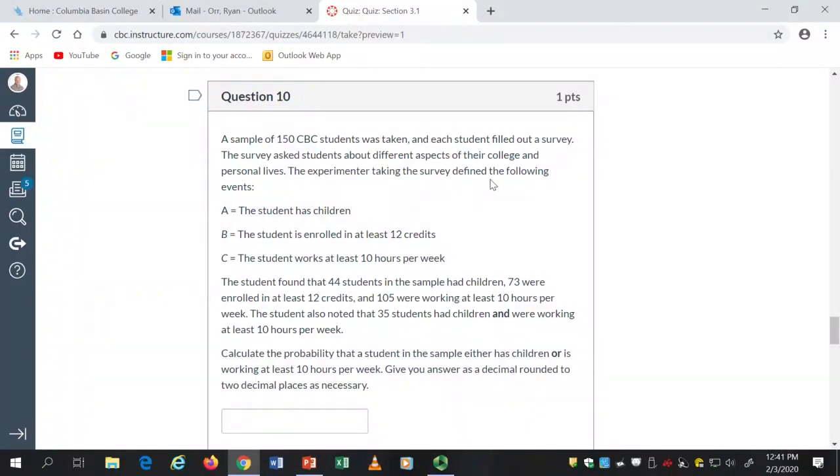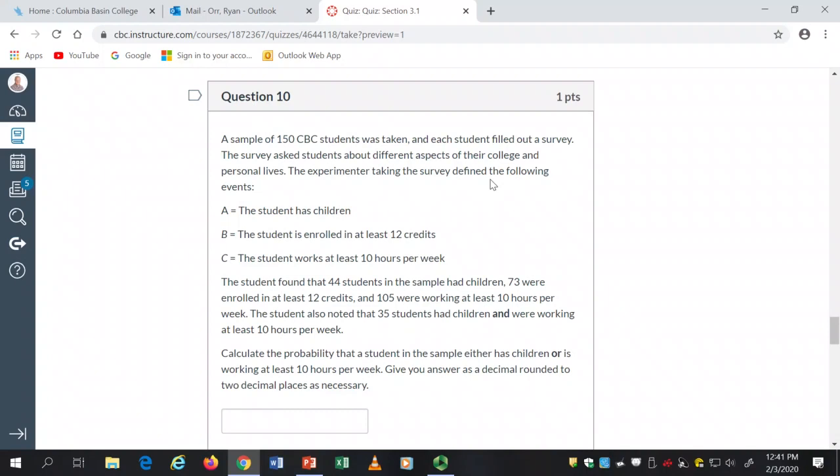So this is a question on a quiz that's due today, and we're going to spend a little more time talking about something like this today as well. There's a couple different events that you could observe about a person in the sample. There are three events. They have kids, they could be enrolled in at least 12 credits, or they could work at least 10 hours per week. Each person can make it either happen or not. And then I gave you some information.